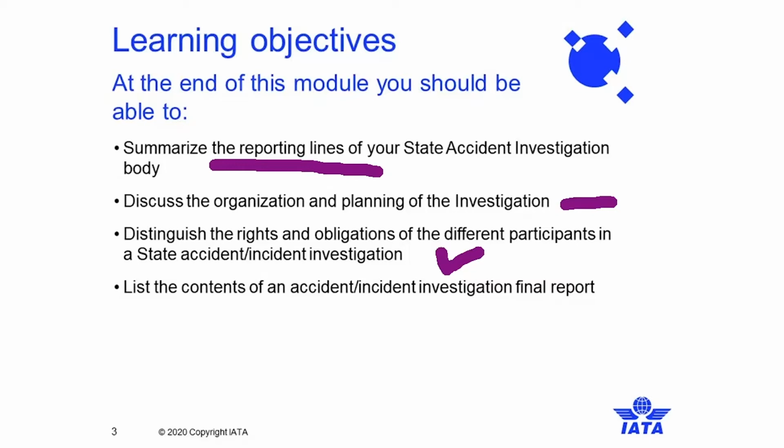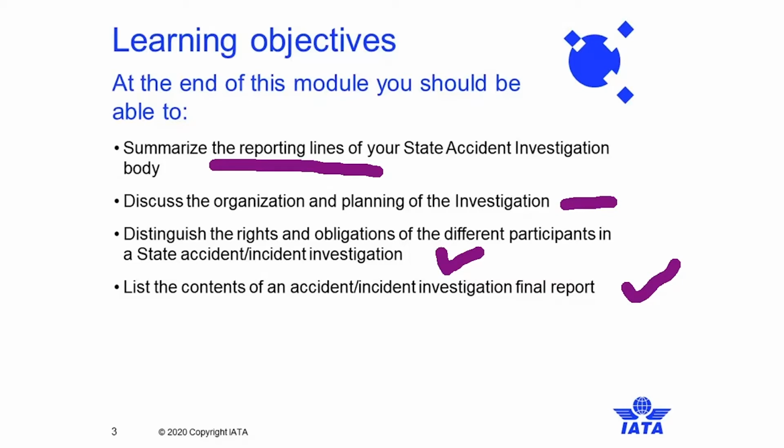We're also going to be looking into the contents of the accident and incident investigation final report. So how is the final report constructed? What you normally have is obviously the title, whatever the accident is, and then you have the synopsis, which some of you might know as an executive summary, and you have the main body. The main body will cover the factual information, the analysis of that information, the conclusions, and also the safety recommendations.